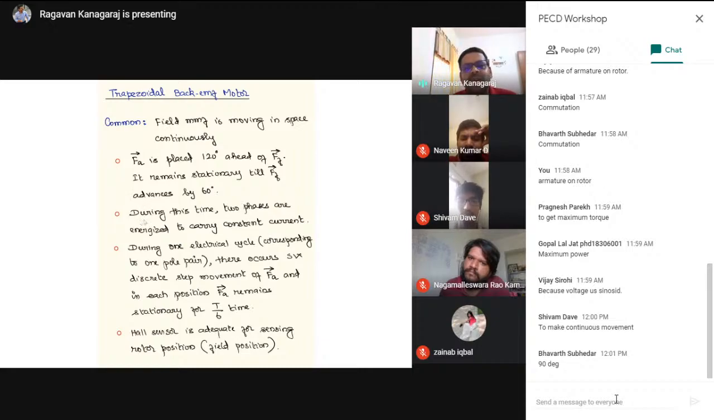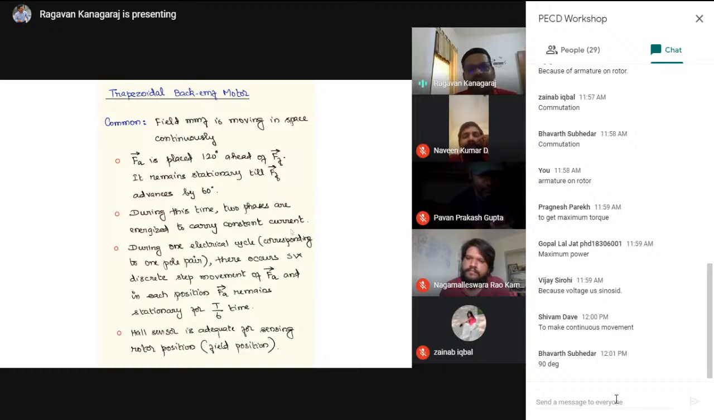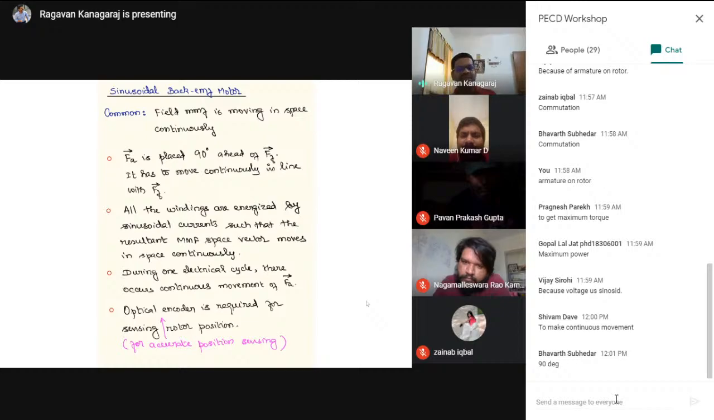Now come to the next point. During this time, all the three phases are energized, and they will not carry constant current. They carry sinusoidal current. All the windings are carrying sinusoidal current. So during one electrical cycle, there is no discrete movement. It is a continuous movement of FA. Since you should know the exact position of the rotor and rotor field MMF, Hall sensors will not meet our requirement. So we have to go for an optical encoder. Very accurate position sensing is needed. So you can read these statements. It is analogous to that.